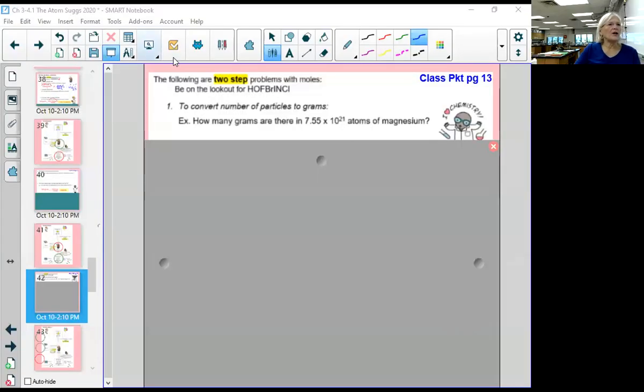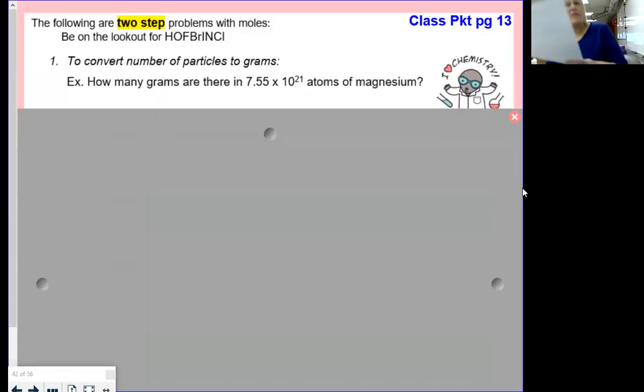excuse me, I paused just to cover up the answers while we're still learning how to work these problems. I'll share my screen again with you. So here we have a 2-step problem. How many grams are there in 7.55 times 10 to the 21 atoms of magnesium?